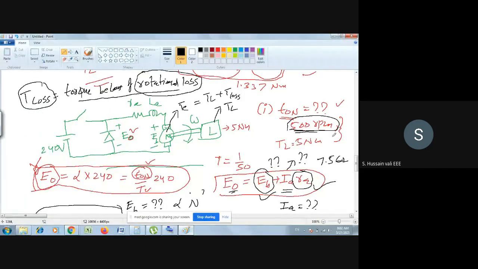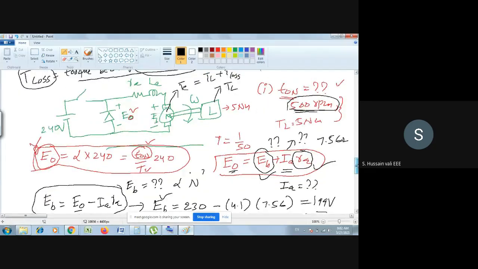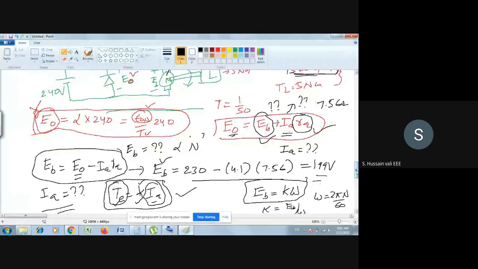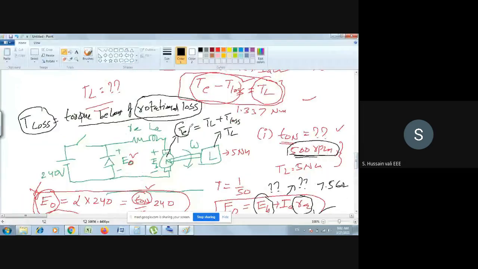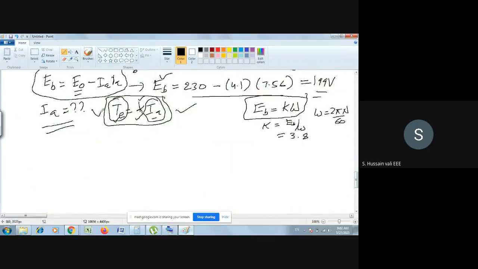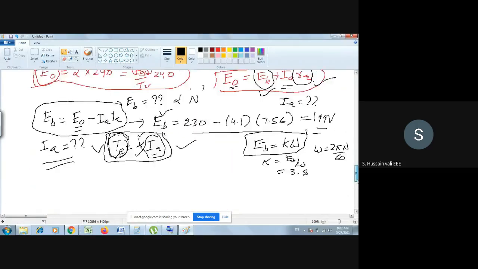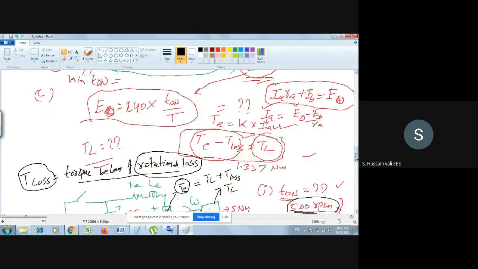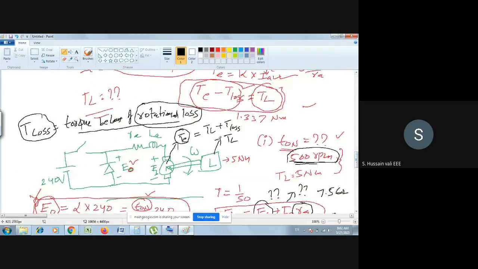So in the question, very simple, I want to find out what is TE. Why do I want to find out TE? Because to find out armature current in this equation, I need to know TE. The equation we got is TE is equal to TL plus T loss. What is TL? In the problem he has given us 5 Newton meter. Only thing we have to find out is T loss.